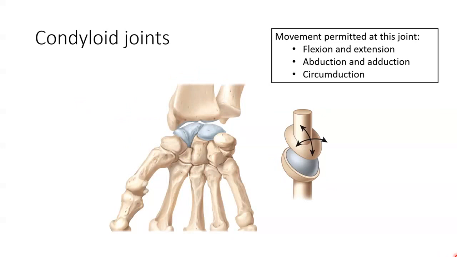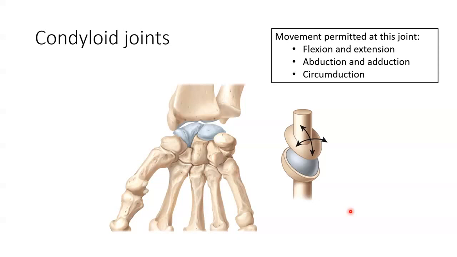In a condyloid joint, the convex oval-shaped projection of one bone fits into the oval-shaped depression of another bone. So this here is the oval-shaped or curved projection. It'll fit into a groove on the other side. A condyloid joint permits movement around two axes. So flexion and extension around one axis. So that's a joint getting smaller and then bigger. And then abduction and adduction around the other.